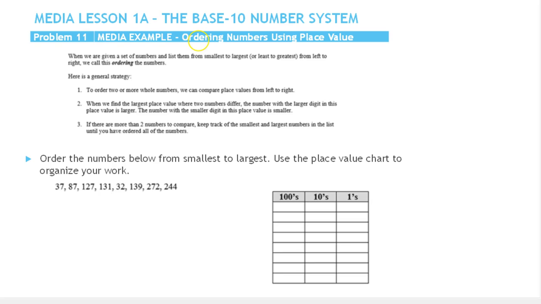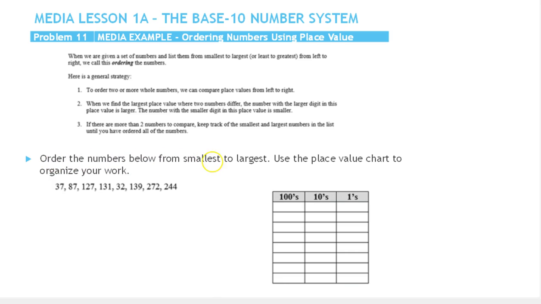In this example, we're going to order numbers using place value. When we are given a set of numbers and list them from smallest to largest, or least to greatest, from left to right, we call this ordering the numbers. So here we have a general strategy, and you can refer back to this when you're working on your U-Try problems, and we're going to follow this as we go.